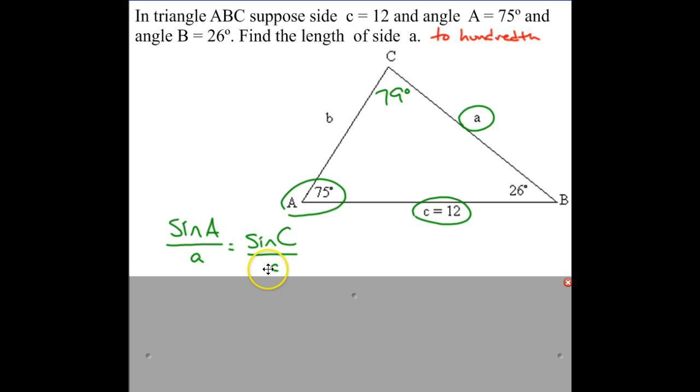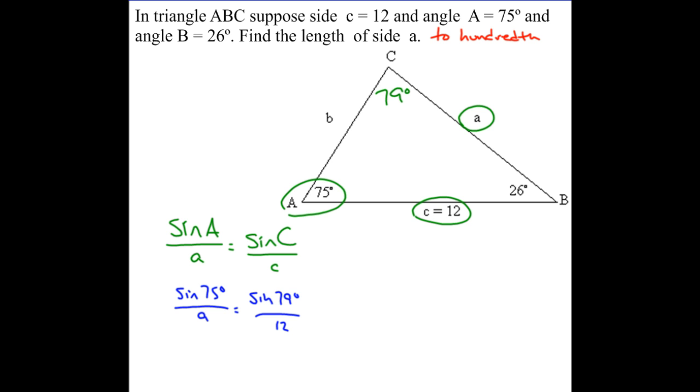Go ahead and, if you're asking why wouldn't I use anything to do with angle B and side B, well, because we don't know B, nor are we trying to find it. Okay, so don't have anything to do with B. Go ahead and sub in the information you know. You know angle A, you know angle C, you know side C, and this is just going to be left as an unknown.